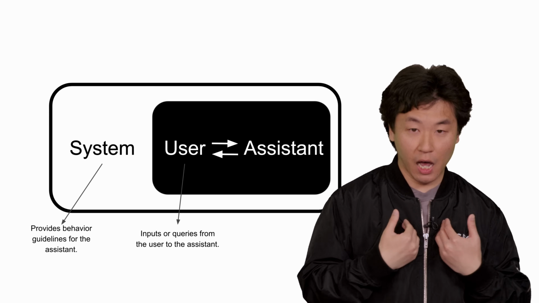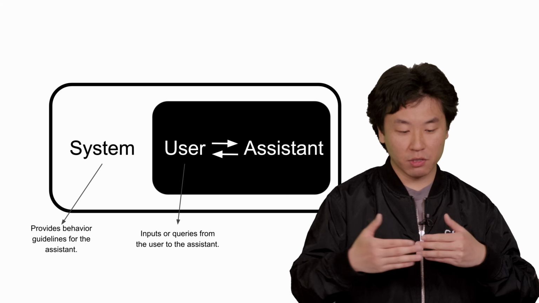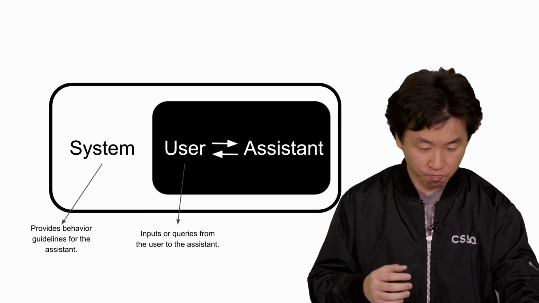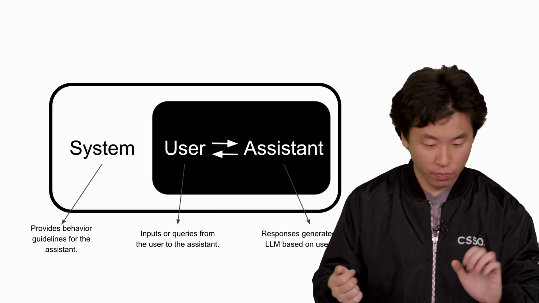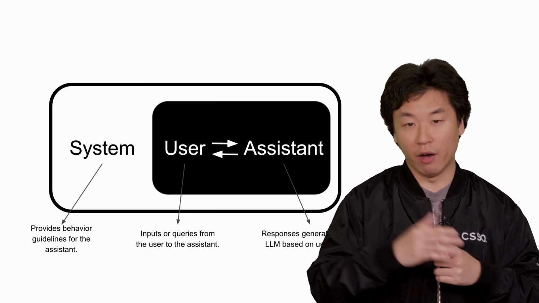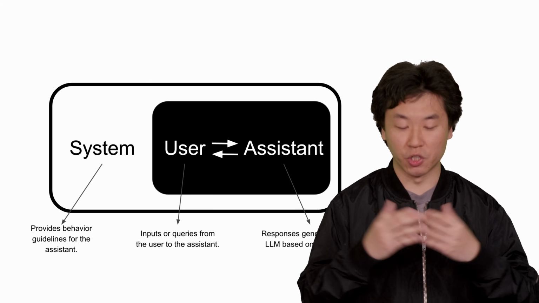User, meaning student, teacher, or anyone interacting with the LLM system, is the one that actually provides the input to the LLM system. It could be a question, it could be any kind of text input. Assistant often refers to the response generated from the LLM. It could be GPT-4, it could be any kind of open source model, it could be Claude, it could be Gemini.